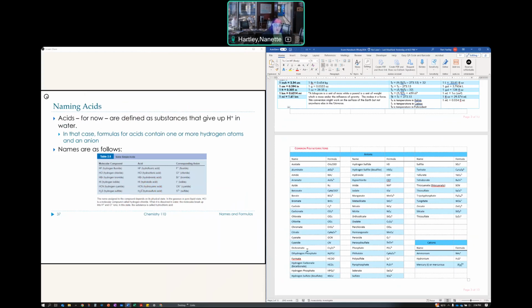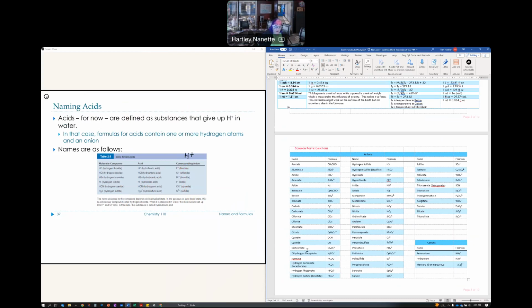Okay. When it's given up that proton, so when the H plus comes off of it, whatever's left is the corresponding anion. So here would be fluoride, F minus, the Cl minus, bromide, the Br minus, iodide, the I minus, cyanide, the CN minus, and sulfide, the S2 minus, when it's lost 2 protons.